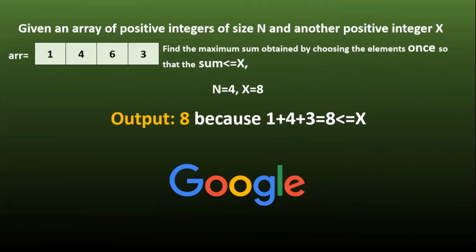So in this example we have n equals 4 and x equals 8. If we choose 1, 4 and 3, we will get the maximum sum which is equal to 8 and it is less than or equal to x. So the maximum sum obtained which is less than or equal to x is 8. And this dynamic programming problem is a famous interview question asked in Google. So once you solve this problem, you'll see how easy dynamic programming is and also you will be able to solve one important problem asked in Google.